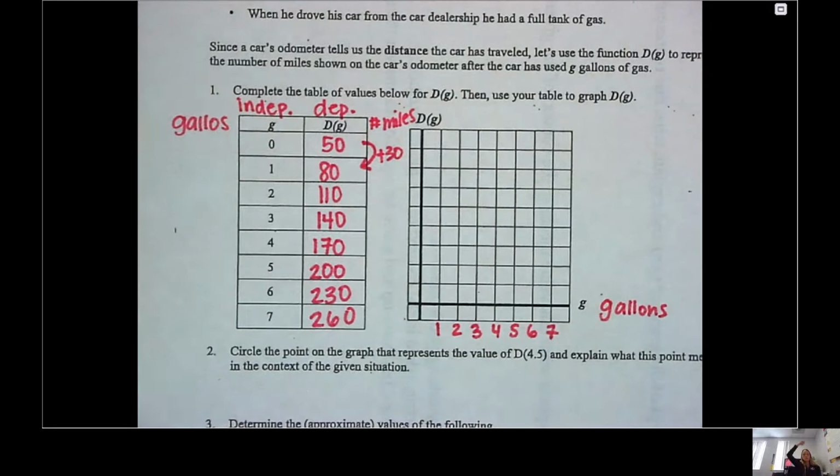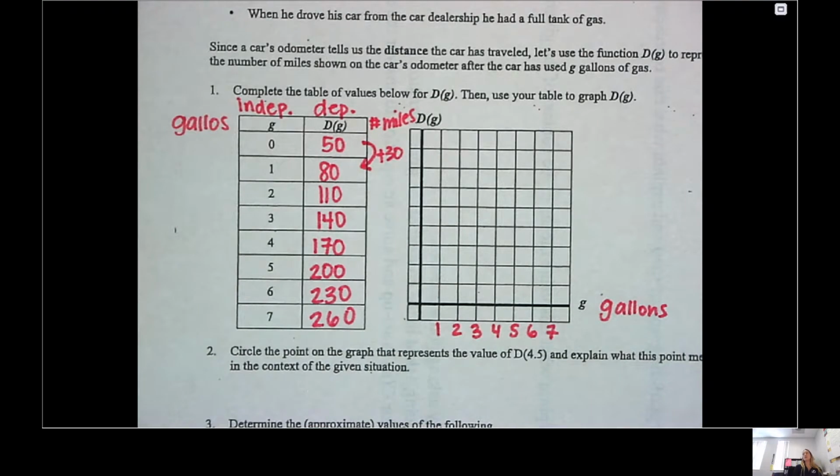Okay, now my y-axis has to go from 50 to 260. What do you think I should graph by? What should I count by? 20s. You could count by 20s. You could count by 10s. 2s are going to be really hard because you got to go all the way from 50 to 260. That's a lot of lines, and I do not have that many lines over here. Oh, could go by 50s.